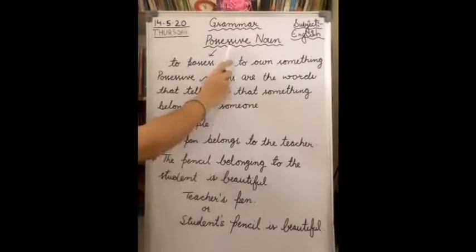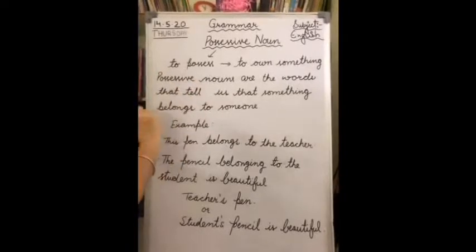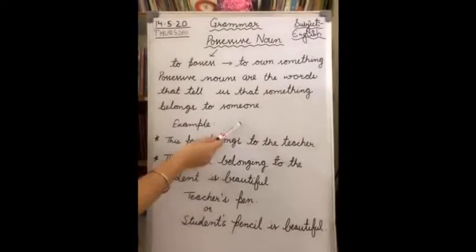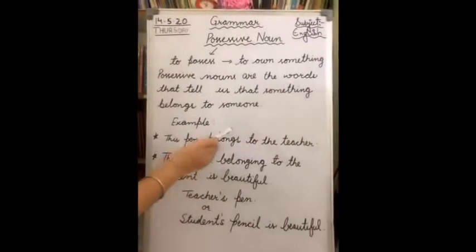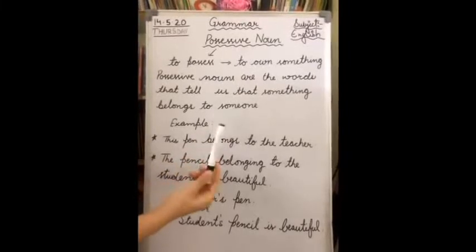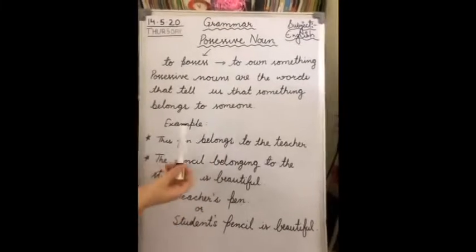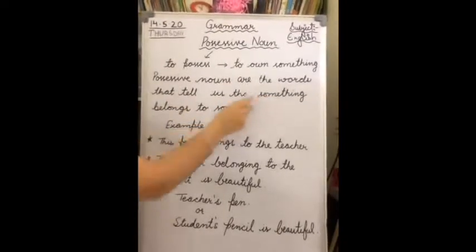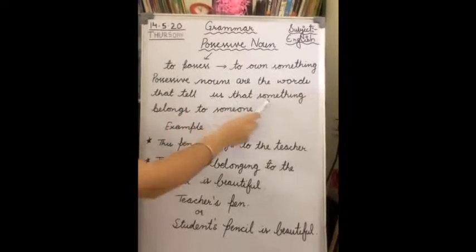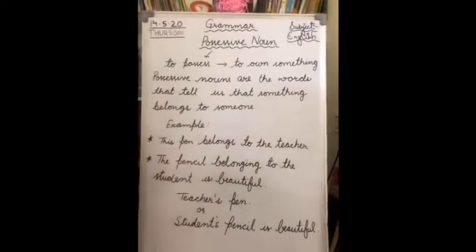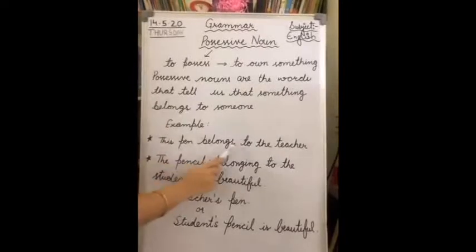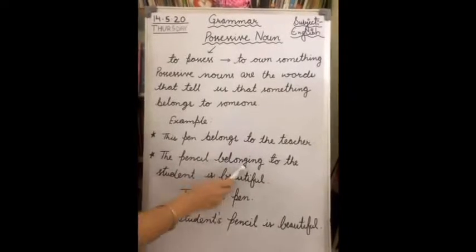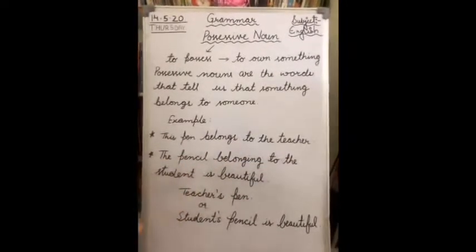Yes, possessive noun means to possess something or to own something. Like if I give you an example, this board belongs to me. I own this board. This marker belongs to me. I own this marker. Children, possessive nouns are the words that tell us that something belongs to someone. Example, this pen belongs to the teacher. The pencil belonging to the student is beautiful.